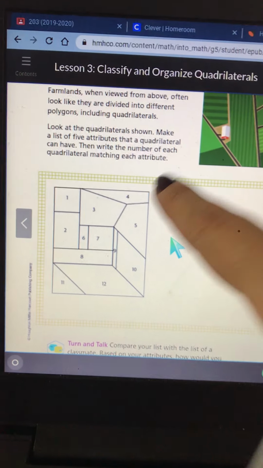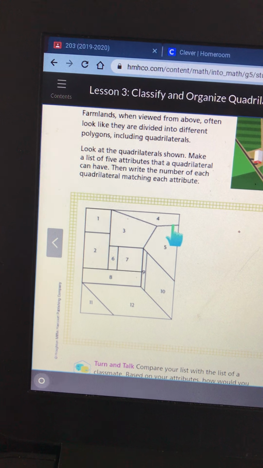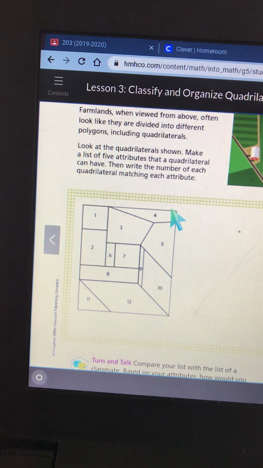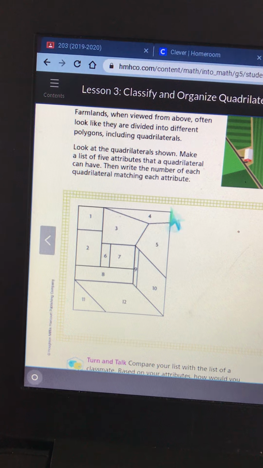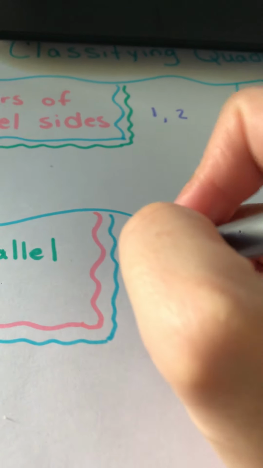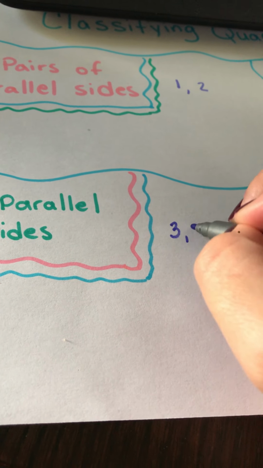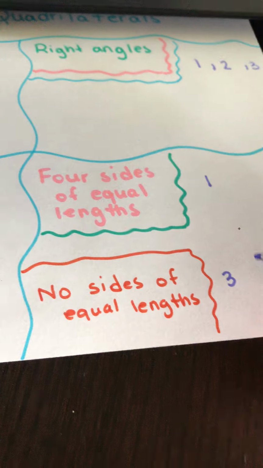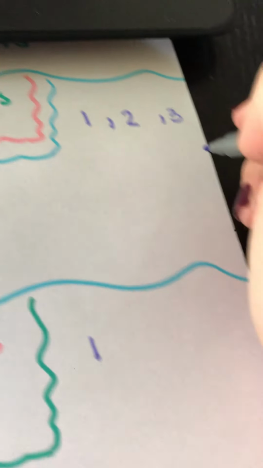Number 4, up here. So again, very irregular shape. This is different from this. All the sides are different, but I do have a right angle. Do I have any pairs of parallel lines? No, this one and this one, if I continue this one like this, it's going to intersect. So no. So that is number 4. It has no parallel sides. Oh, actually number 3 too. So number 3 and 4 have no parallel sides, no sides of equal lengths, and they do have a right angle.